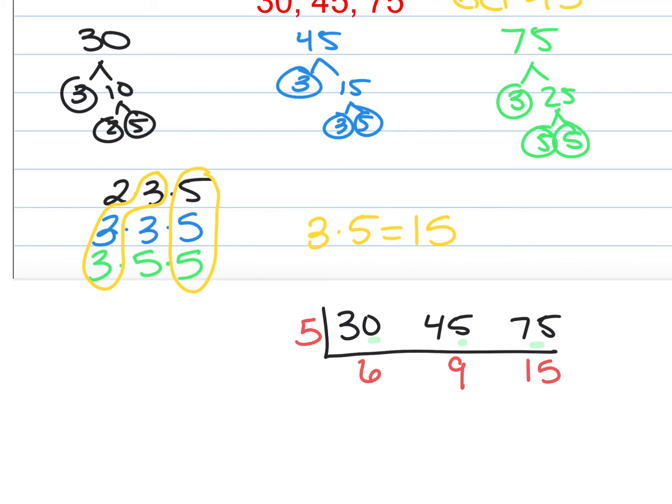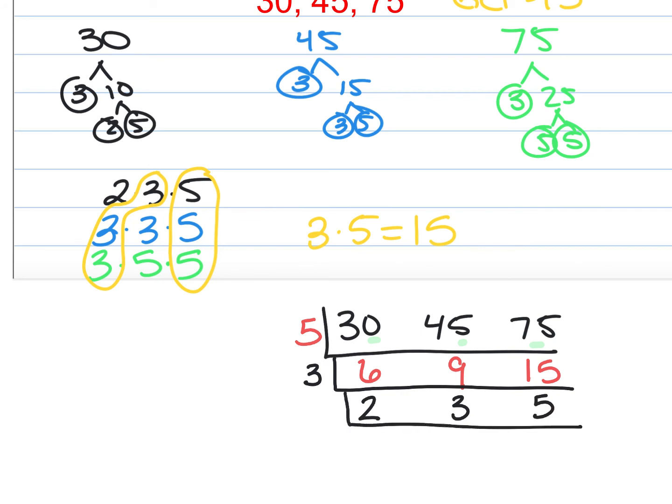Now I see here that these share a factor of 3. 3 goes into 6 twice. 3 goes into 9 3 times. 3 goes into 15 5 times. Now I see that these are all prime numbers, so they're only going to share 1. So I can stop there. And the common factors I was able to divide by, 5 times 3, which again, is a greatest common factor of 15.